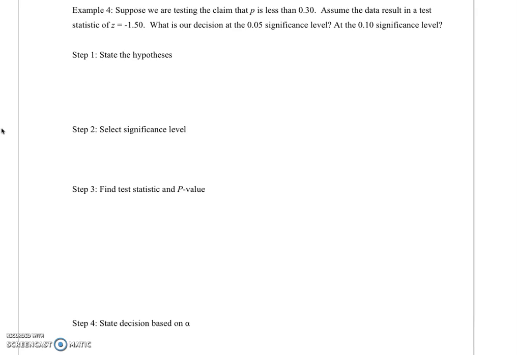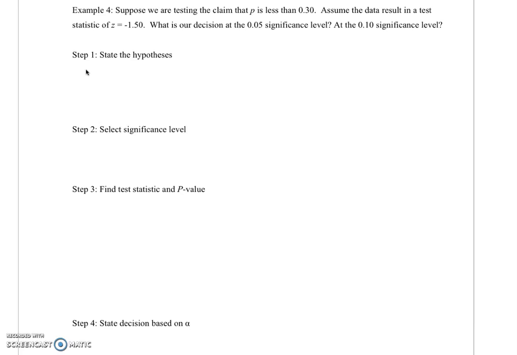This is the last example for hypothesis testing of a proportion. And as I said in the last video, this problem is slightly different. Suppose we're testing the claim that p is less than 0.30. Assume the data result in a test statistic of z equals negative 1.50. What is our decision at the 0.05 significance level or at the 0.10 significance level?